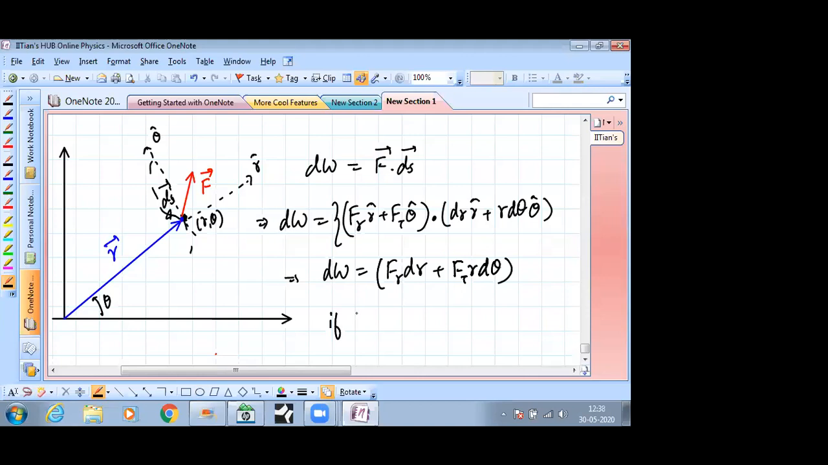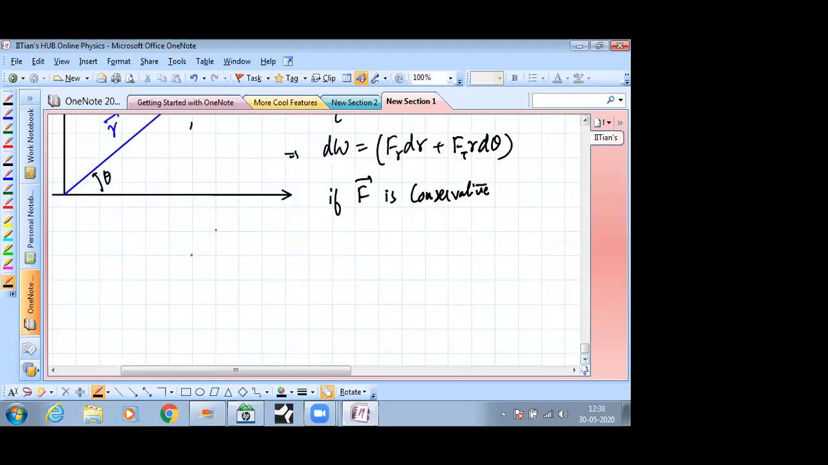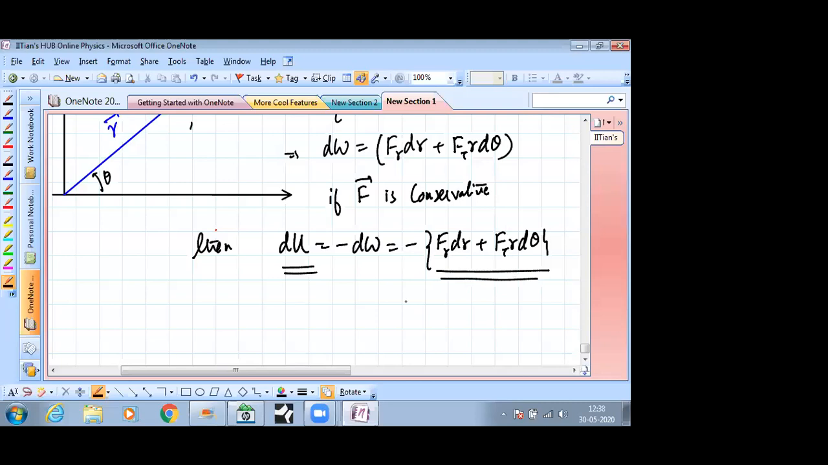So you can see that if the force is conservative, then you can define potential energy such that it is the negative of the work done. So du is minus of radial component into dr plus tangential component into r d theta. Now reverse this equation, that du is equal to this.